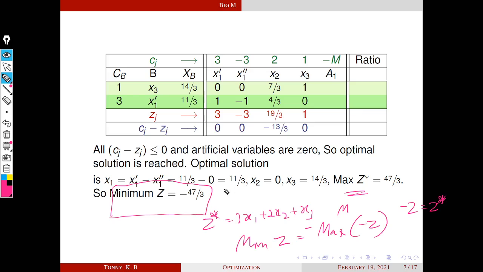Or you simply plug these values x1, x2, x3 in the original objective function. What is our original objective function? Original objective function Z is equal to minus 3x1 minus 2x2 minus x3. This is our original objective function, minimize. Okay, no change in the values of the variables. So either you can find the value by putting a minus sign on this maximum Z star, or you can put these values in the original objective function to get the minimum value. Okay.